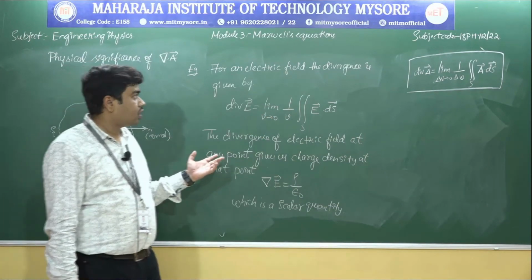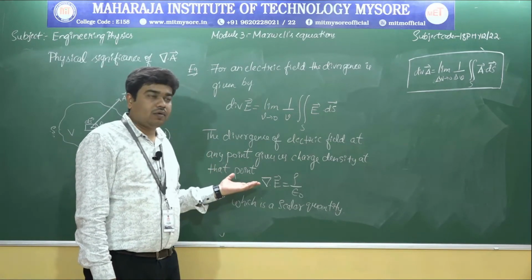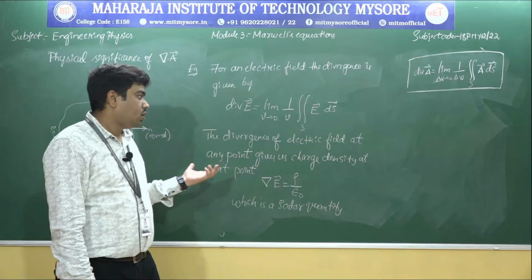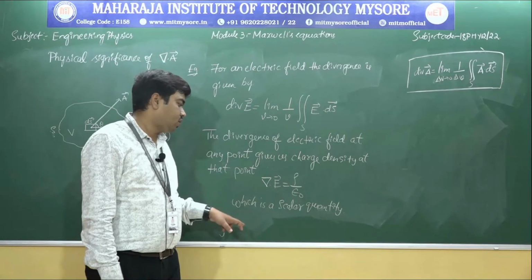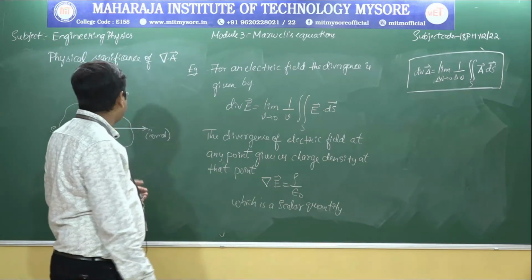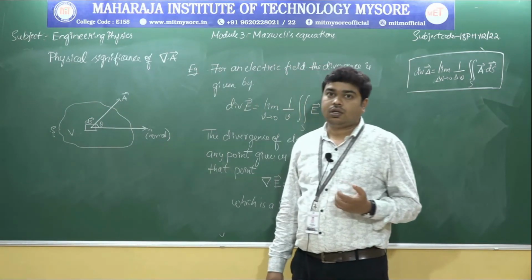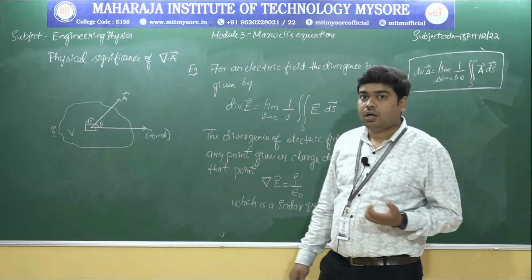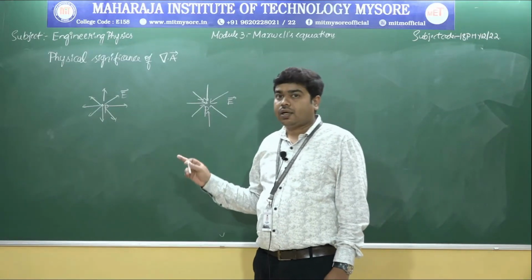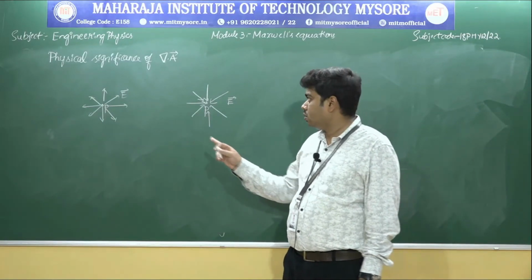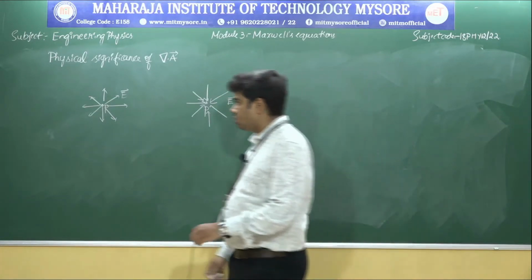So we found that the divergence of the electric field at any point inside the surface gives us the charge density at that point, given by del dot E is equal to rho by epsilon naught, which becomes a scalar quantity. Hence the physical significance of the divergence of any vector is that it is a scalar quantity, or the divergence of any vector field is a scalar field. Now considering the cases of an electric field as shown in both the figures, we can write certain conclusions. What is the first point?